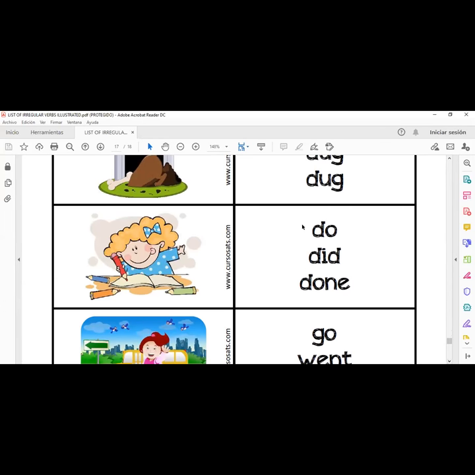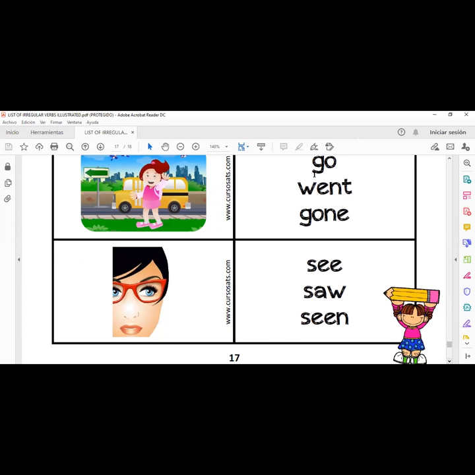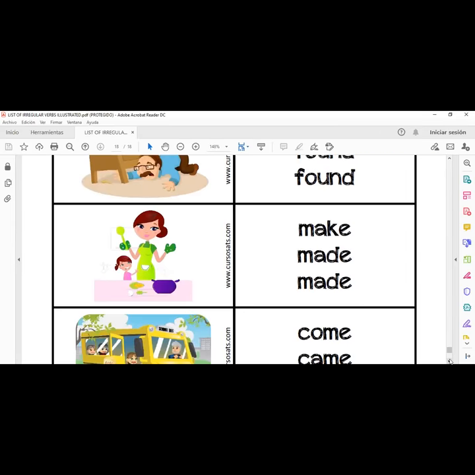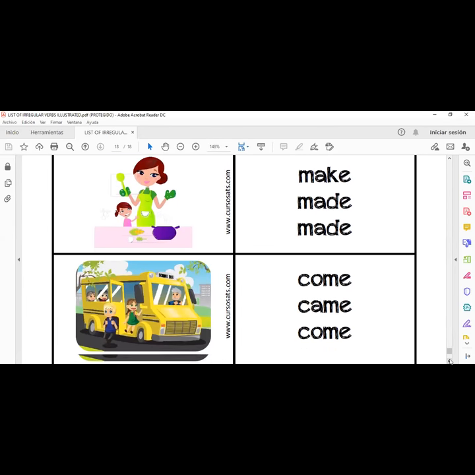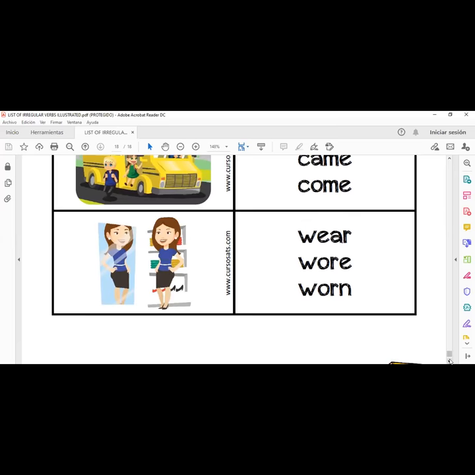Aquí usted sabe que para la tercera persona es does. Go, went, gone. Igual acá, ¿verdad? Goes. Aquí solo le agregamos en la S, ¿verdad? See, sees, saw, seen. Find, found, found. Make, made, made. Come, came, come. Wear, wore, worn.